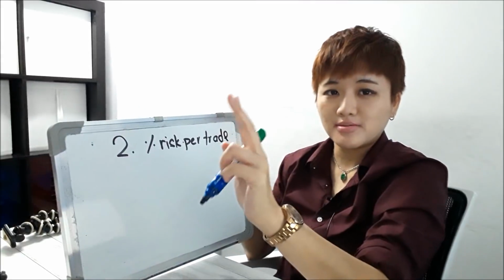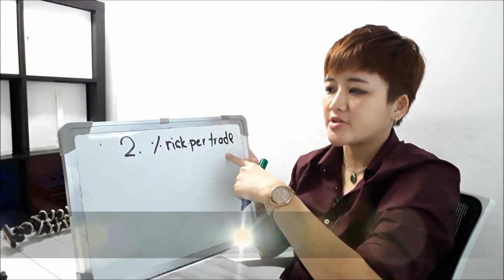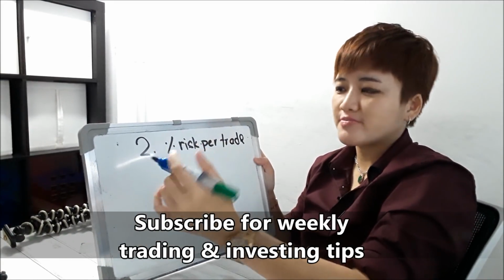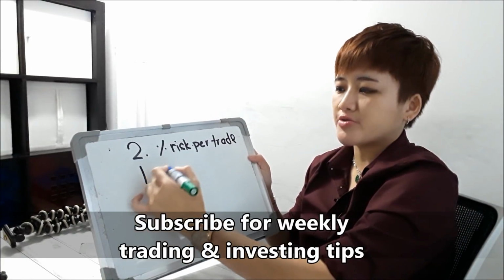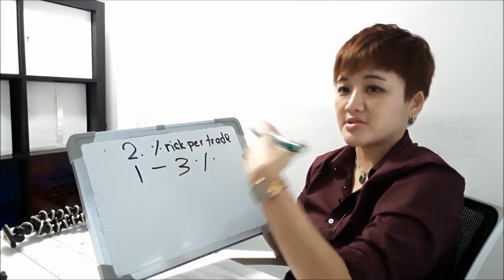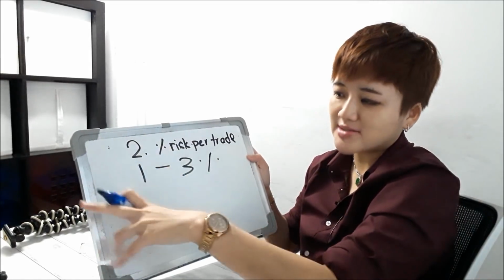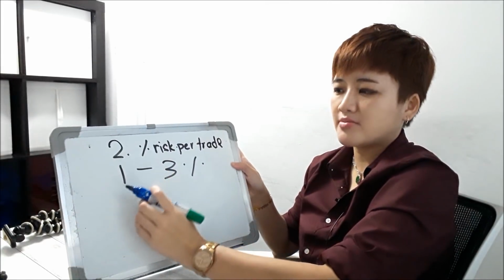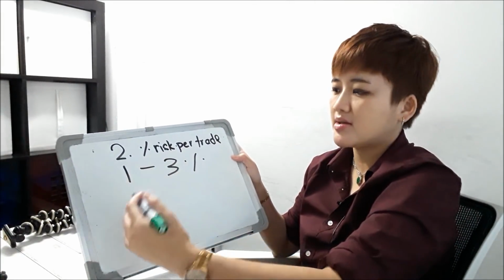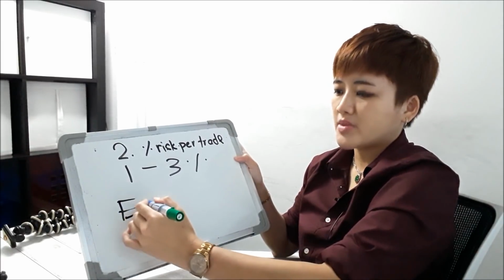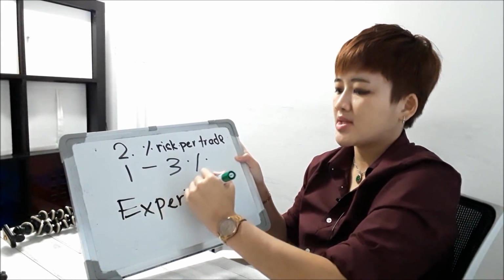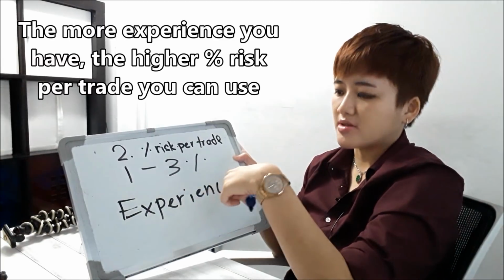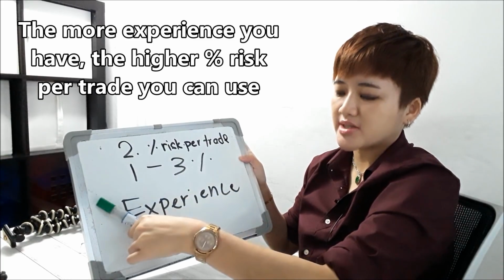And then the second factor you need to look at is your percentage risk per trade. How do you determine your percentage risk per trade? Now in the trading world, people give you a choice from 1 to 3%. If you are super conservative, some people would risk less than 1%, like 0.5, 0.125. But basically, how do you determine whether you should risk 1%, 2% or 3%? One of the main factors is what is your experience. The higher your experience, then the higher the percentage risk per trade you can use. The lower your experience, then you should risk a lot less.